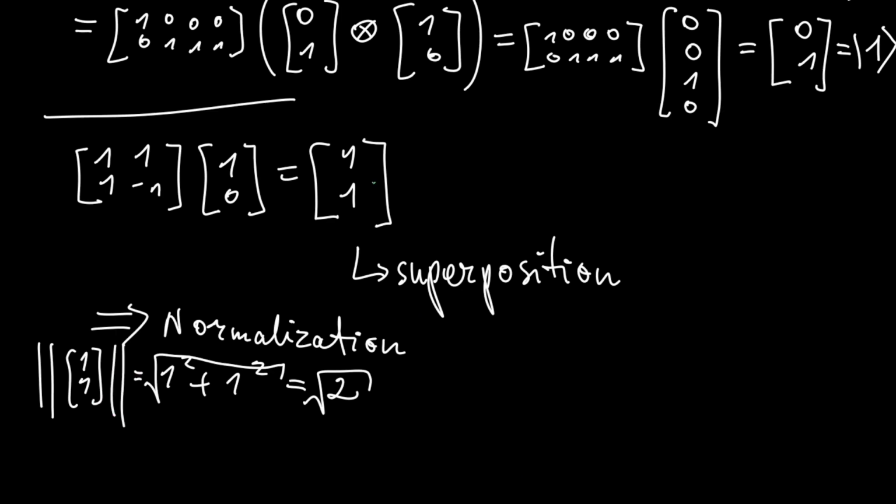And if we want this to add up to 1, because these are probabilities, we just divide by square root of 2. So this should actually be 1 over square root of 2, 1 over square root of 2, like this. And this is going to be called the Hadamard gate.